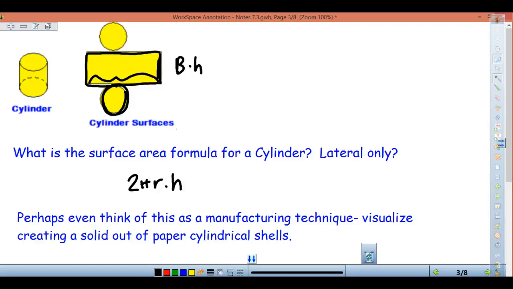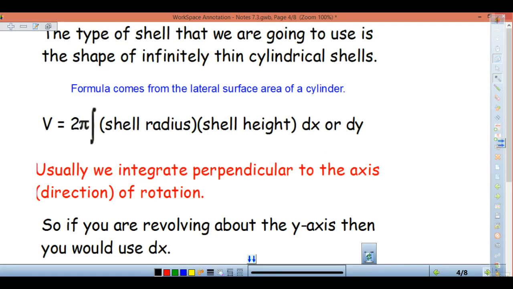So the volume formula that we're going to be integrating is going to take on that same form. We're going to have a 2 pi coming from the circumference part of that formula, multiplied by the shell radius times the shell height. So there's the R and there's the H. Then depending on what we're revolving around, it's either going to be a dx or a dy problem.